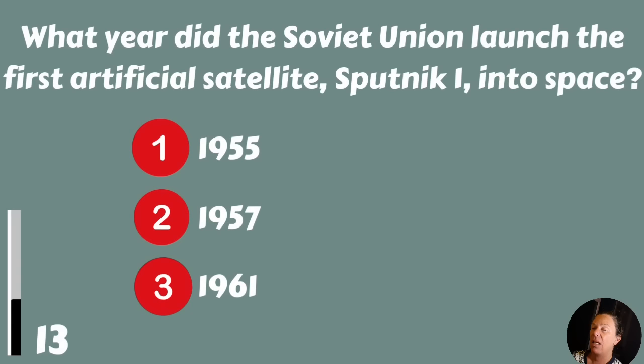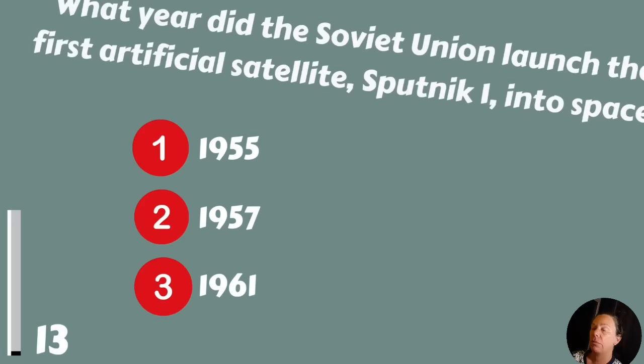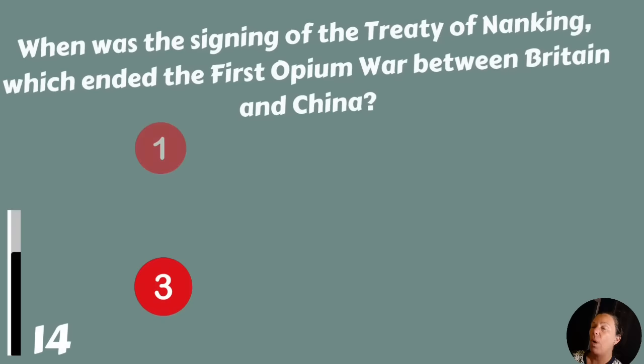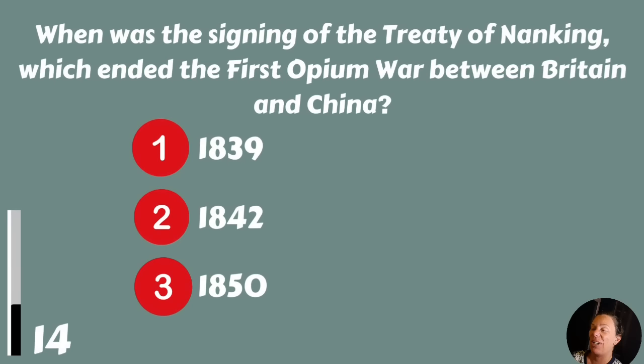1955, 1957, or 1961? 1957. When was the signing of the Treaty of Nanking, which ended the First Opium War between Britain and China?